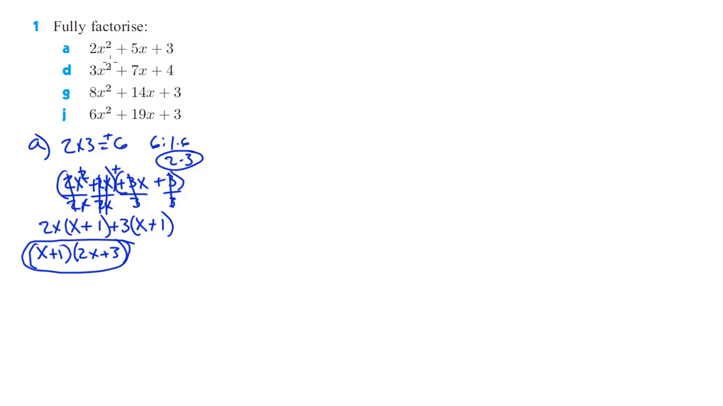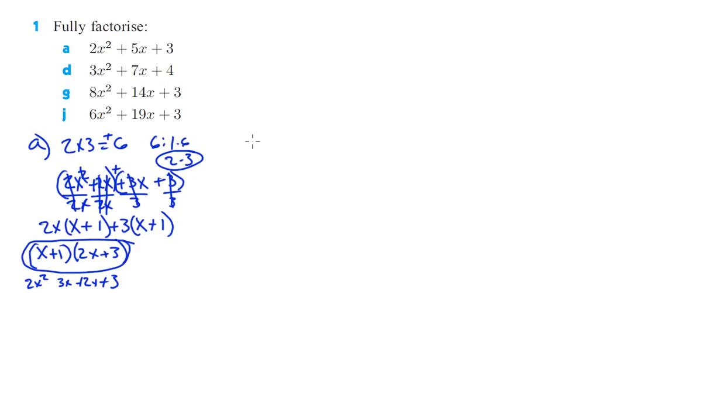If you ever want to double check to make sure you're right, you can simply multiply them out. x times 3 is 3x. x times 2x is 2x squared. 1 times 2x is 2x, and 1 times 3 is 3. If you add that all up, 2x squared plus 5x plus 3, that's what we started with, so we know we have that one right.